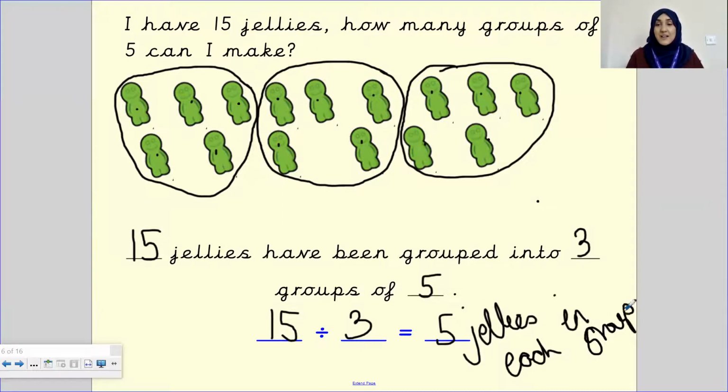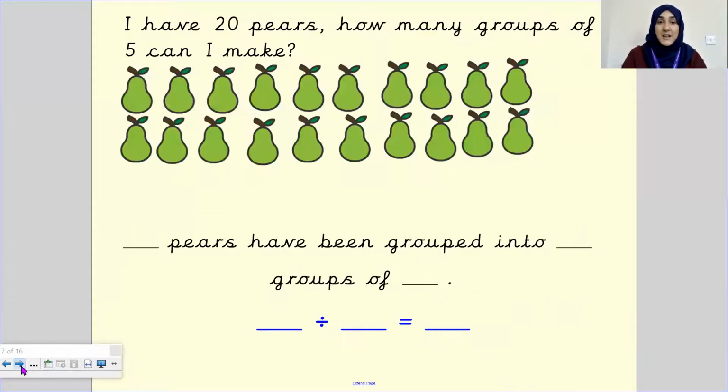Thank you so much for helping me, Morris class. Let's move on to the next example. Okay, I have 20 pairs. How many groups of 5 can I make?